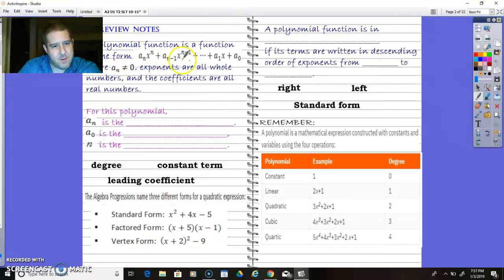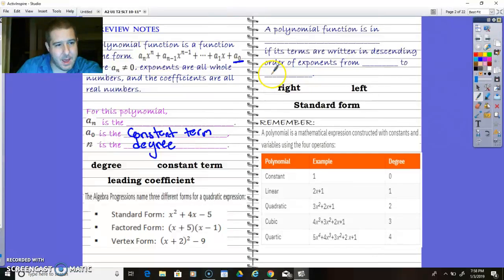So a polynomial is any function that's under this format. So for this polynomial, n right here is the degree. And a sub 0 is this last term right here, which is the constant term. Constant just means that it's a number. There's no variable. It's just a number.